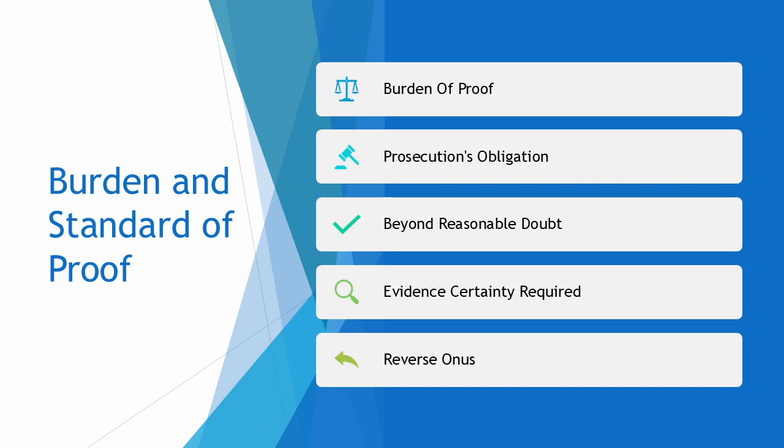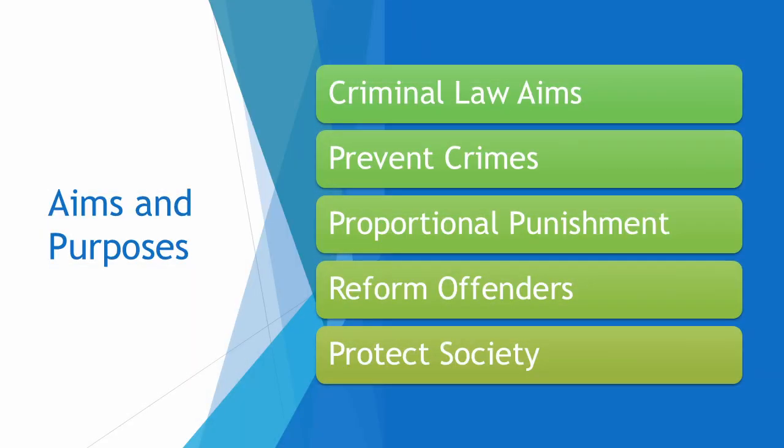Reverse onus is a situation where the burden of proof shifts from the prosecution to the defendant. This often applies in certain defenses or specific legal contexts, such as proving an exception to a statutory crime, but not generally in proving guilt. There are many aims and purposes of criminal law, including deterrence, retribution, rehabilitation, incapacitation, and restoration.